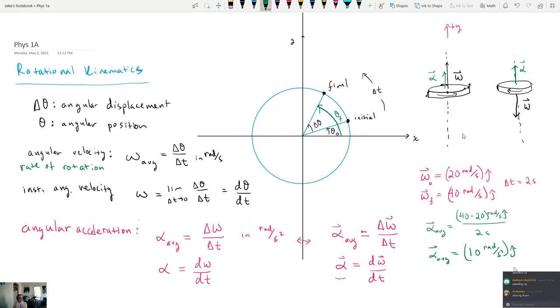But if I'm traveling at a speed of 10 meters per second and I hit the brakes, that means my acceleration's backwards. So velocity forward, acceleration backwards means you're slowing down. So anytime they're in the same direction, you're speeding up. If they're in opposite directions, you're slowing down. It works the exact same way with these rotational quantities.